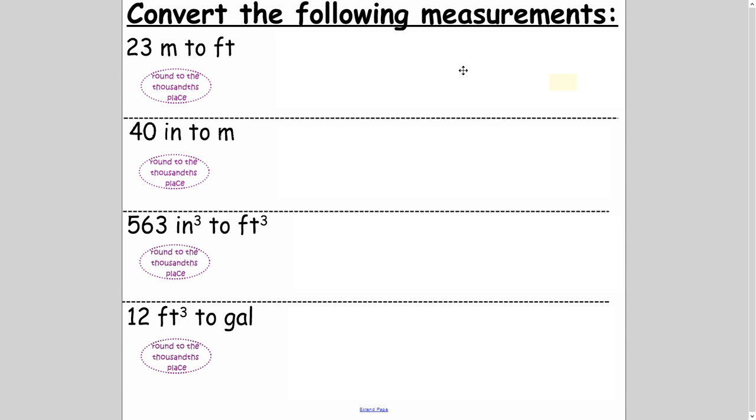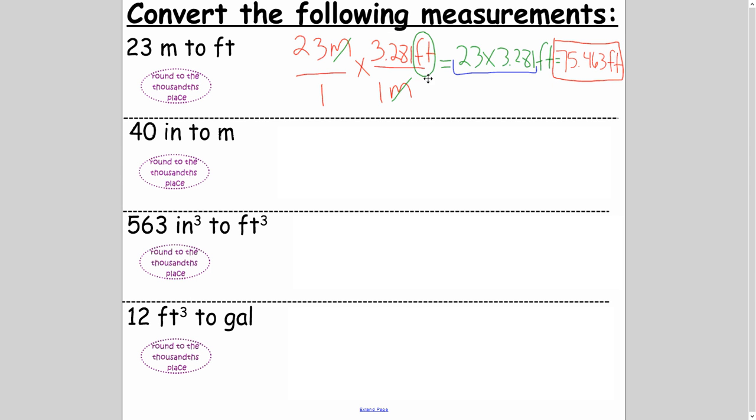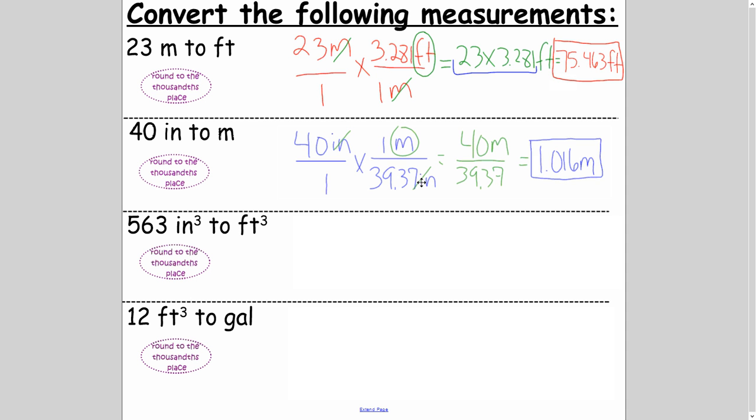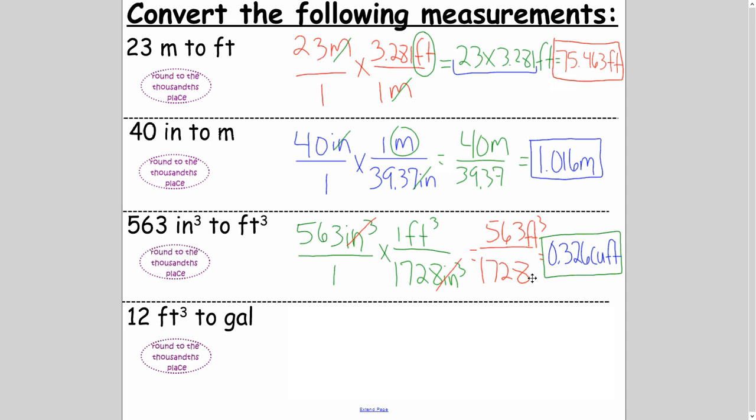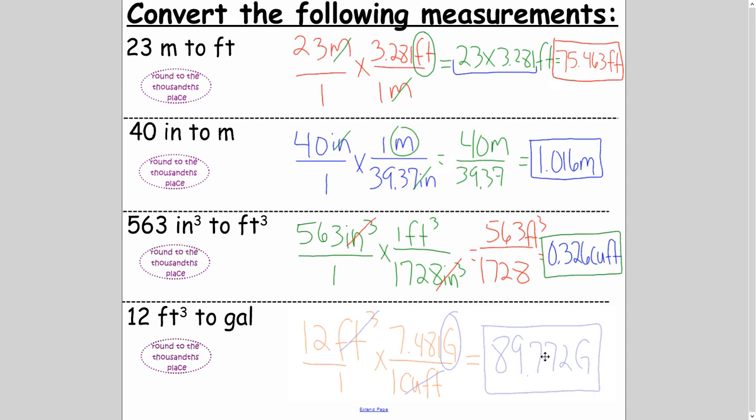So for this one, meters goes on the bottom, feet on top, multiply across the top. There's your answer. For this one, inches on the bottom, meters on top, multiply across the top, multiply across the bottom, divide. There's your answer. Don't forget the units. There we go. So again, don't forget the units. Big G is another way of saying gallons.